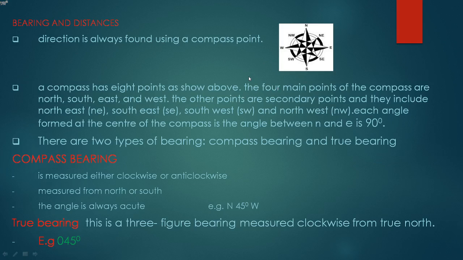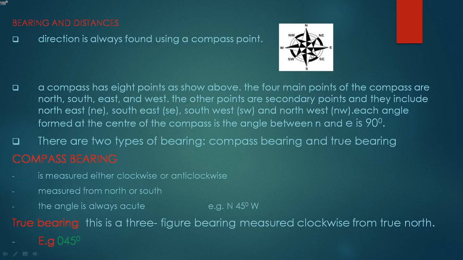We shall talk about 2 types of bearing. That is the compass bearing and the true bearing. When we talk about the compass bearing, it is a bearing that is measured either clockwise or anti-clockwise. That one is called a compass bearing. And a compass bearing is measured from the north or from the south. You can measure it from the north clockwise or anti-clockwise, or from the south anti-clockwise, or from the south clockwise.